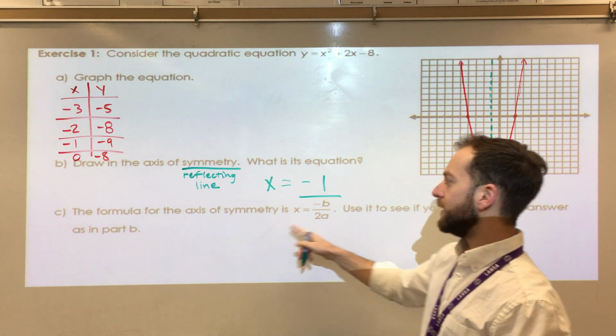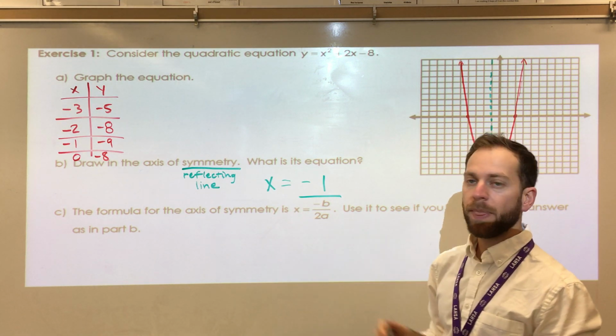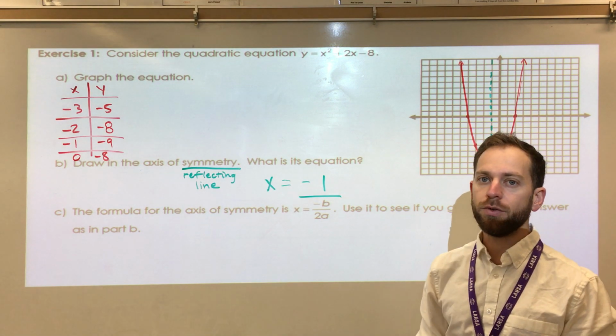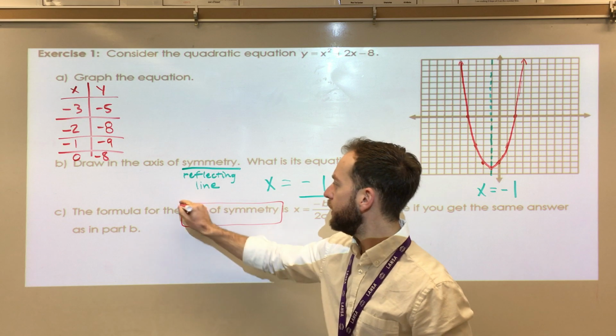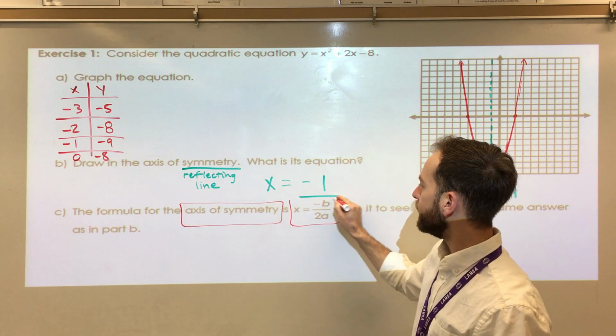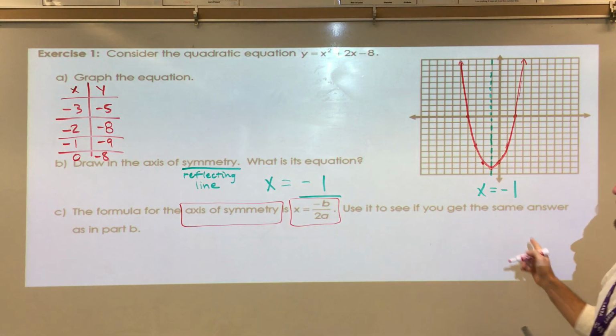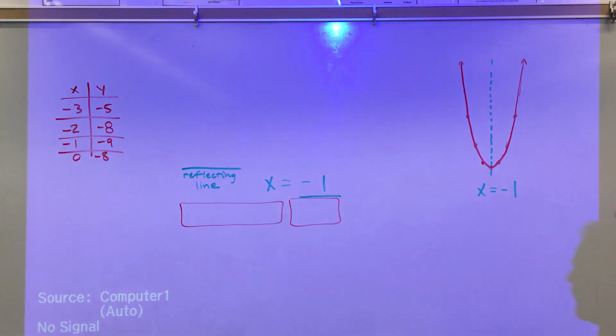The formula for the axis of symmetry is right here. X equals -b over 2a. Make sure that you get this down. So to find the axis of symmetry, we could also do it algebraically. Use it to see if you get the same answer as in part B. Let's check.